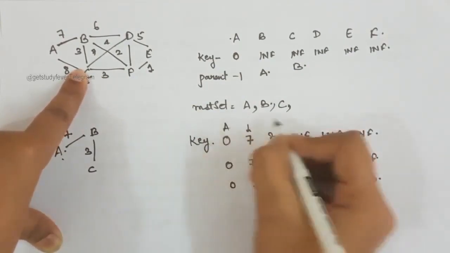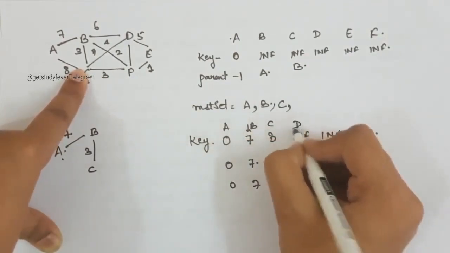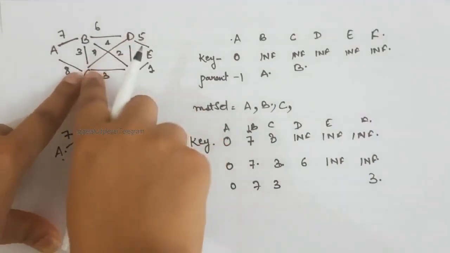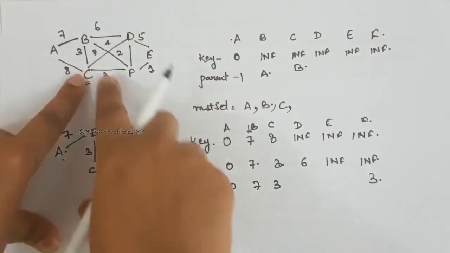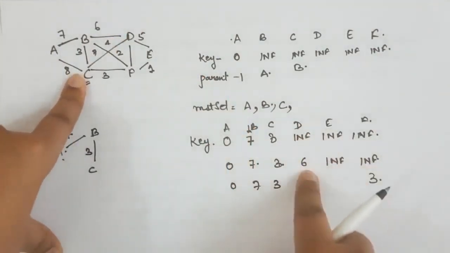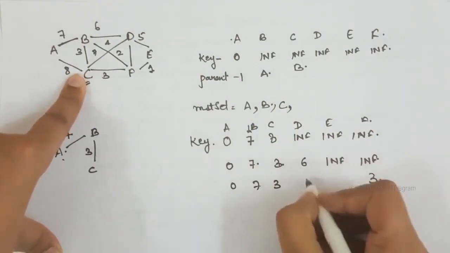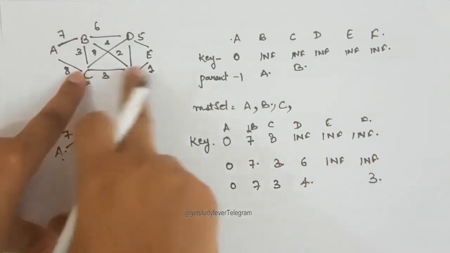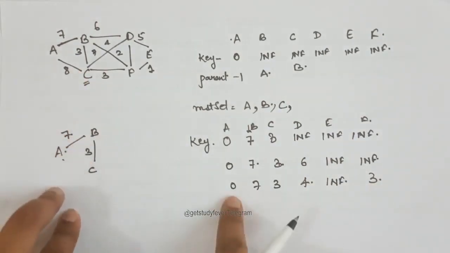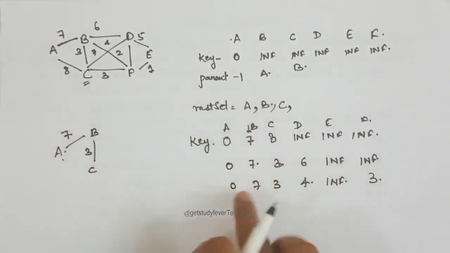Okay, let me write it here. It's getting confusing. F. Okay, D is also reachable. What is the value of C to D? It is 4, and currently D has key as 6. So since 4 is less than 6, I will update this. And we have E still unreachable. Okay, so again I have updated my key set.